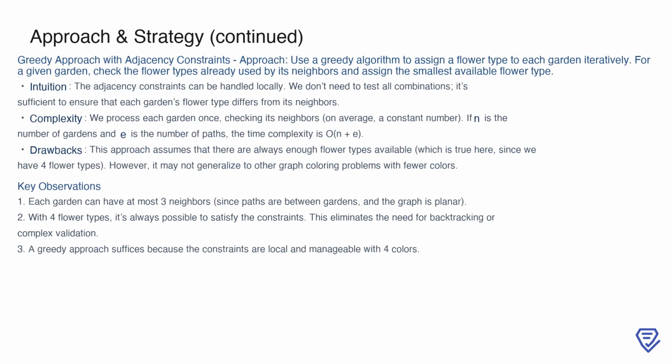An alternative and much more practical method is the greedy approach. Instead of testing every possible combination, we handle each garden one at a time, assigning it a flower type based on the types already used by its neighbors.